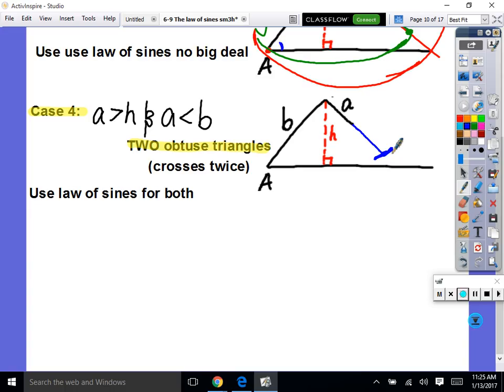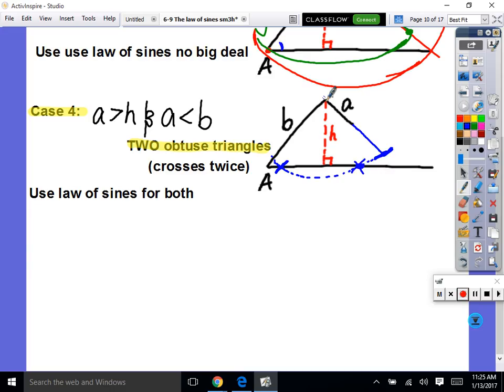Okay. So now let's swing a circle around and see how many times it's going to hit. So isn't it going to come down, hit there? Yeah. It's shorter than B. Isn't it going to hit again? Yeah. So it hits twice, right there and right there. So that's making 2 triangles.